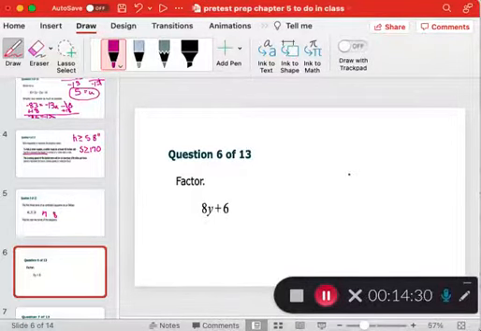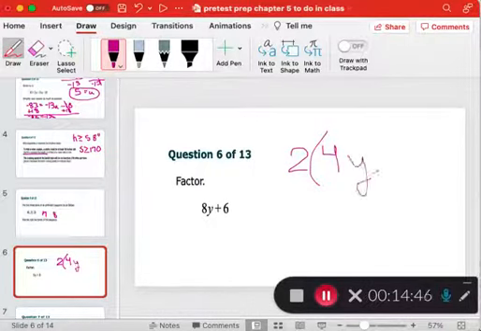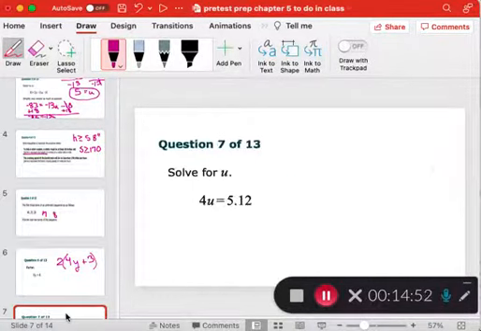Factor. Factor is when we're pulling out a greatest common factor in this case. What could we pull out of both the 8y and 6? 2. So if we pulled the 2 out front as a factor, what would be left? 4y plus 3. 4y plus 3 is correct. Could everybody do that on the pretest? Yes. Okay.